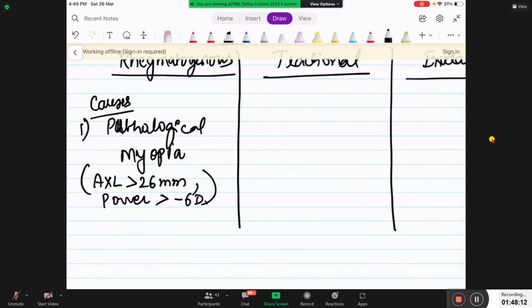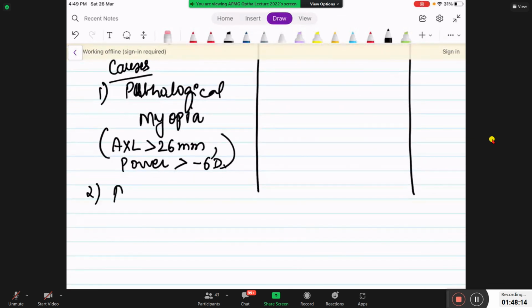Next cause, write down aphakia. Aphakia is absence of normal crystalline lens. Third cause is blunt trauma.